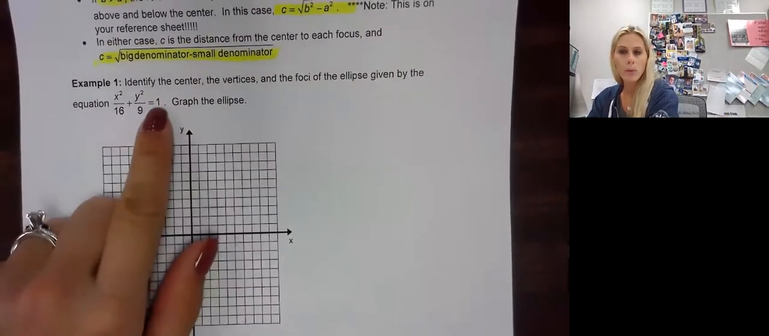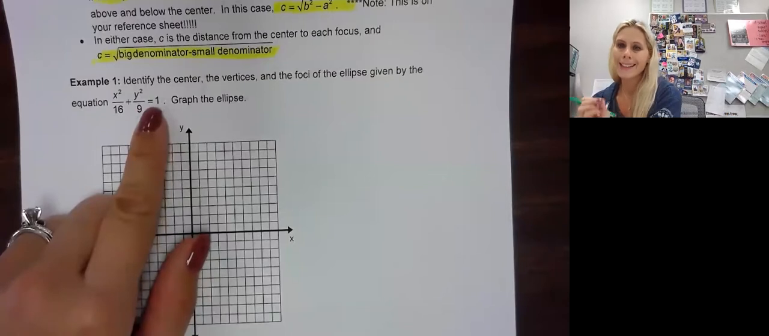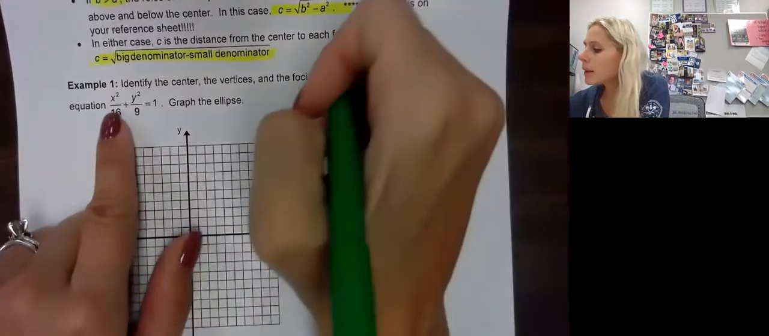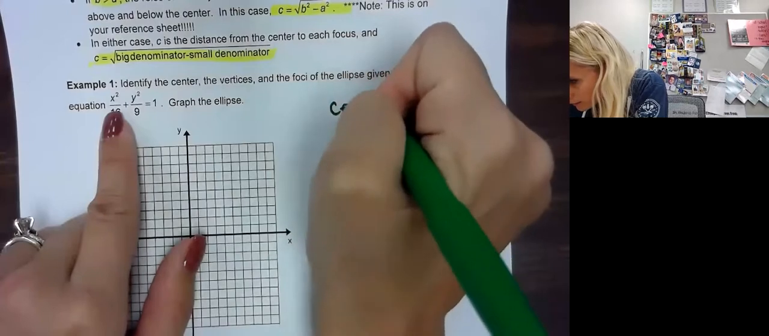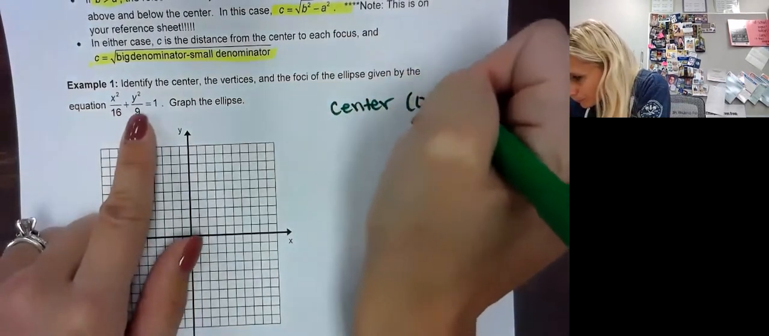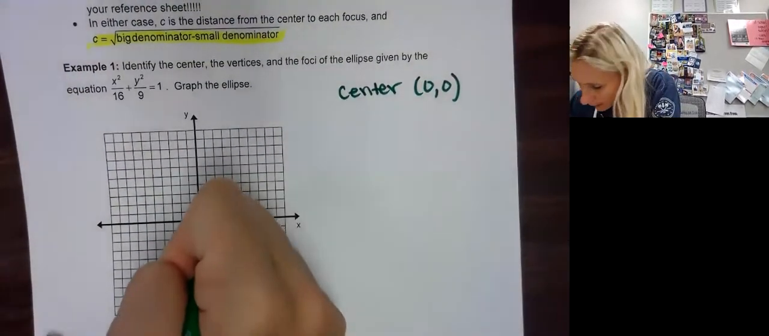So first thing I want to point out is that this does equal 1, so we're all set there. The center is coming from what's added and subtracted onto x and y, just like our h and k in past lessons. So in this case, our center is 0, 0. Okay, so I'm going to graph that first so I can keep track of things.